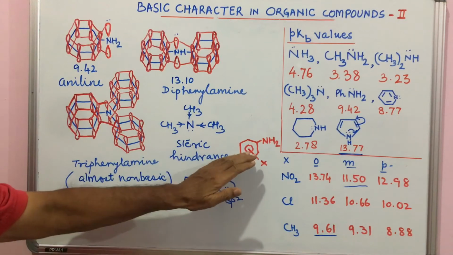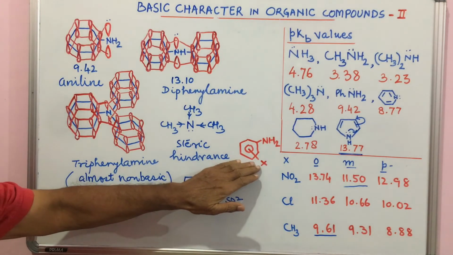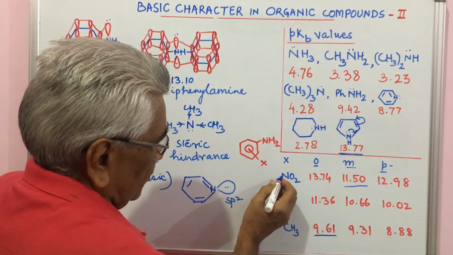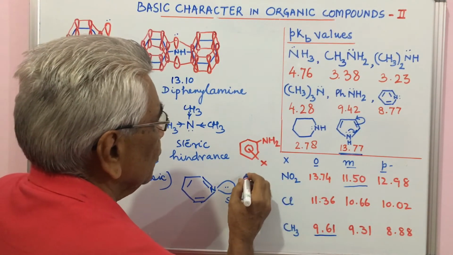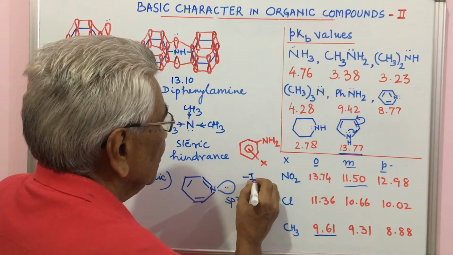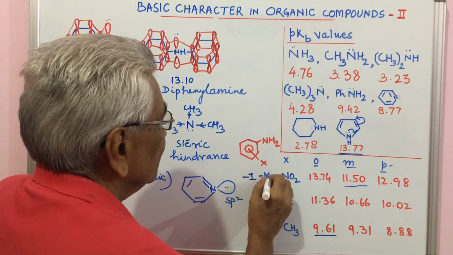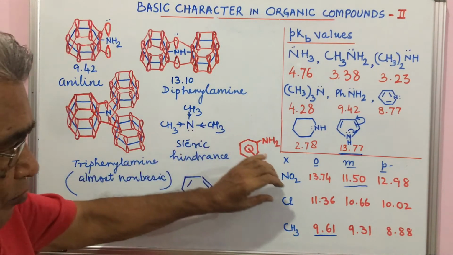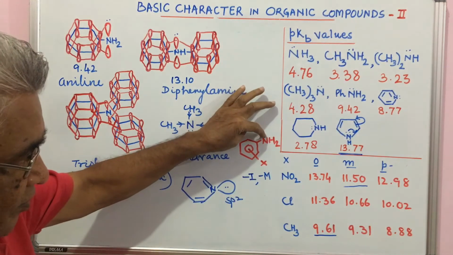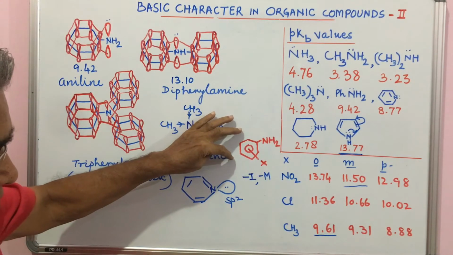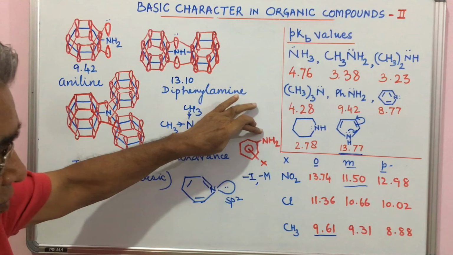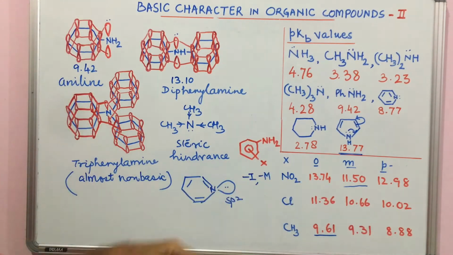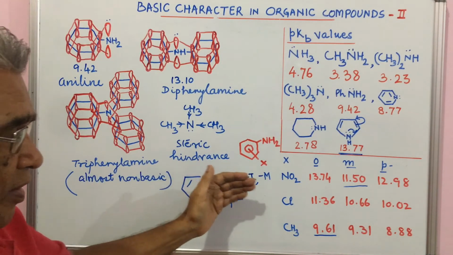Let us see now substituted anilines. If X is NO2 nitro, this has minus I and minus M effect. Both withdraw electron density from the ring, attracting this electron pair towards itself, making it less available. So, all the three are weaker bases than aniline.